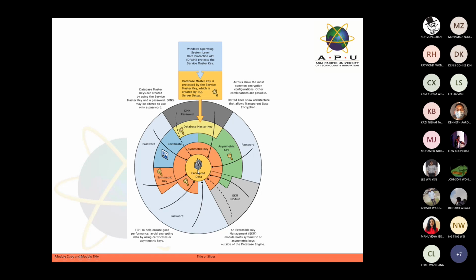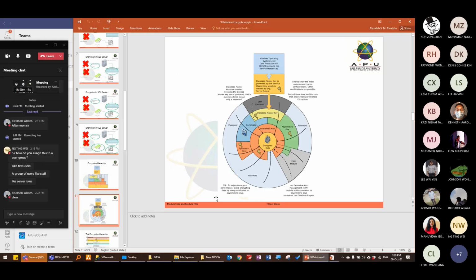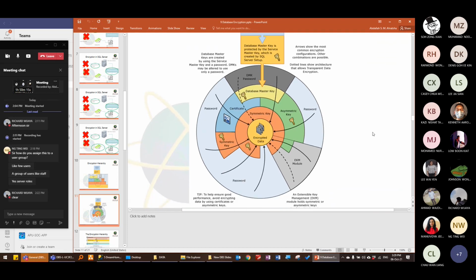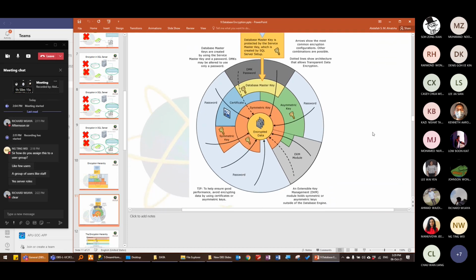Now all these lines here, as you can see, these are potentially different levels of hierarchies. That means I can encrypt my data using any one of these approaches, as you can see here. Clear? Clear till now? Any question?